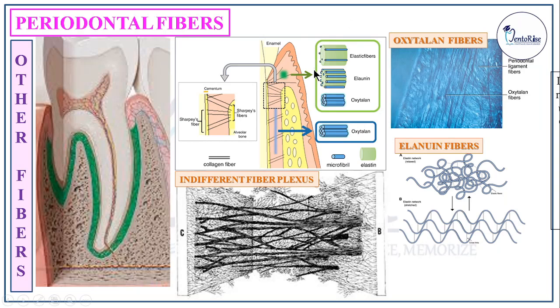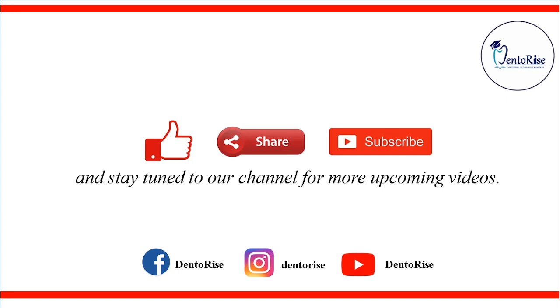Other than these fibers, there are small fibers which run in all directions and form a plexus. These are called the indifferent fiber plexus. So this was all about the principal fibers in detail. In our next video, we will be discussing the cellular components of the periodontal ligament, the ground substance, and the functions of periodontal ligament.